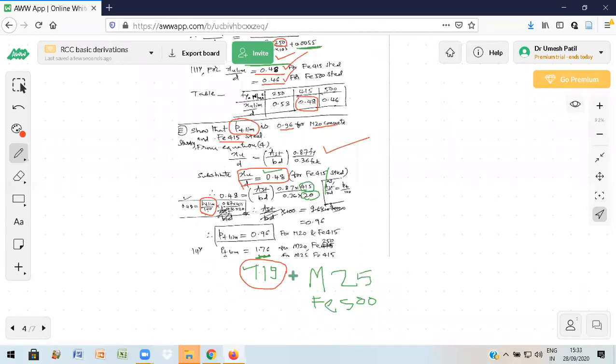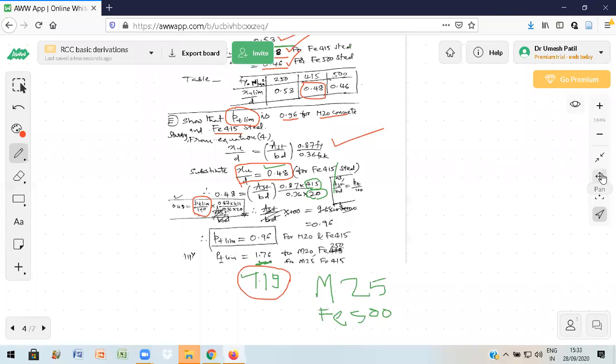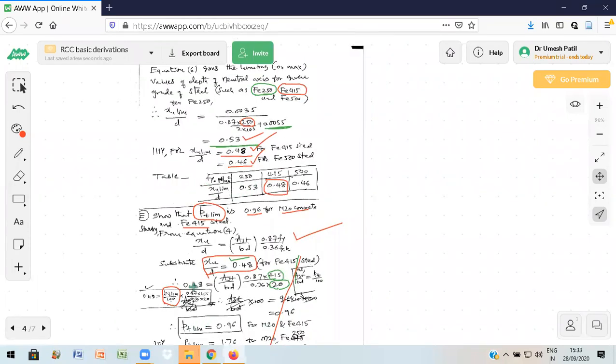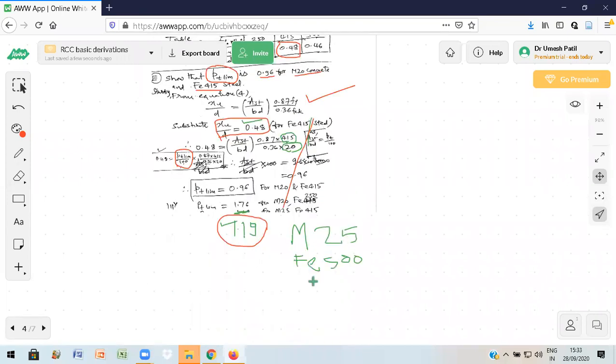The procedure remains same. You have to be careful with this table. This table becomes important. How this table is used in this calculation, you understand. So you try this one. M25, Fe500, give me the value of PT limit.